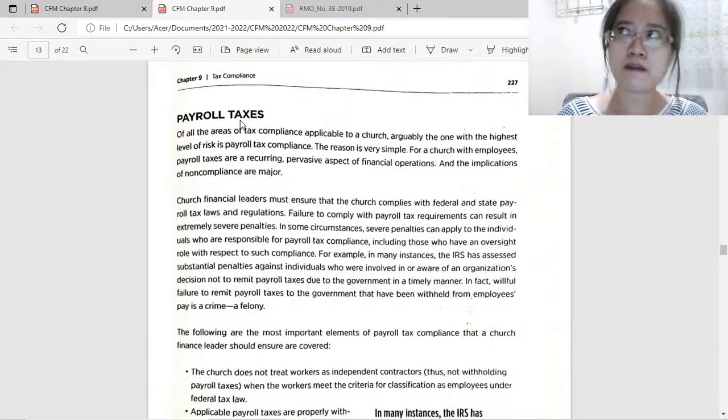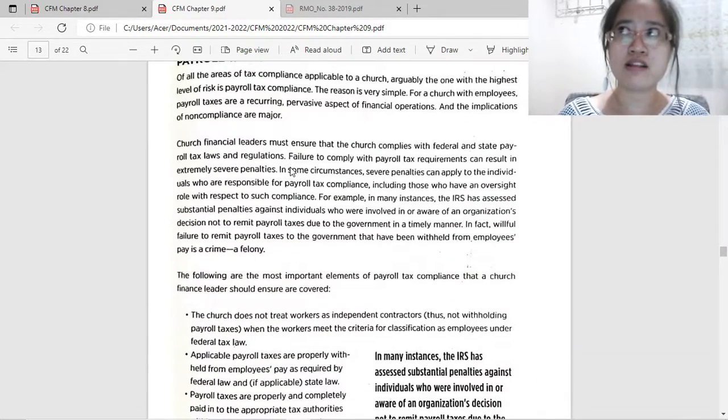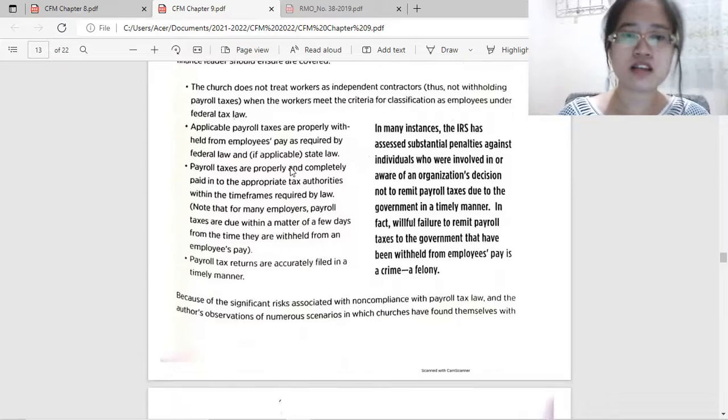Payroll taxes: since the church is employing church workers and we pay them salaries and wages, if they are subject to withholding of income tax from their compensation, then the church is obliged to deduct and withhold their taxes and then remit the same to the BIR directly. And then of course to file and pay the corresponding tax returns.